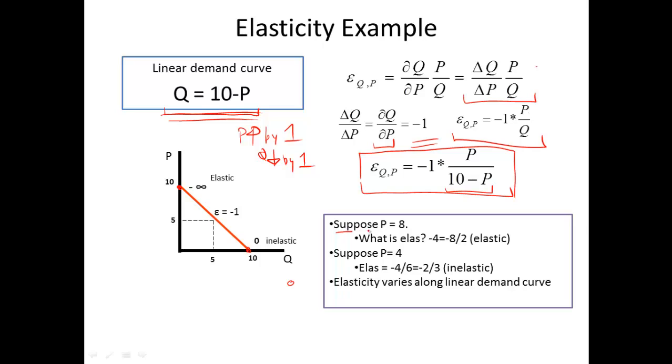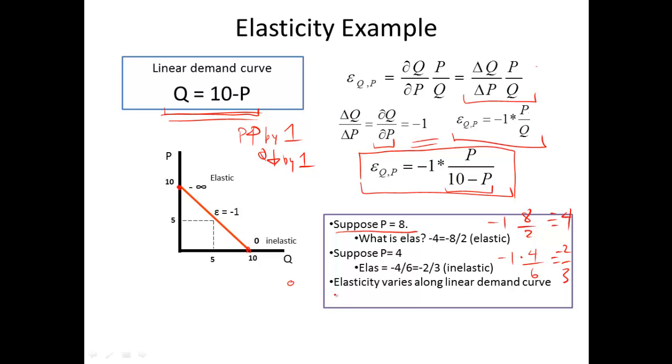So for example, how about P equals 8? Well, at P equals 8, this elasticity equals minus 1 times 8 over 10 minus 8, or 2, so it equals minus 4. It's elastic. What about at P equals 4? Well, at P equals 4, this elasticity equals minus 1 times 4 over 10 minus 4, or 6, so it equals minus 2/3, and at that point it's inelastic.